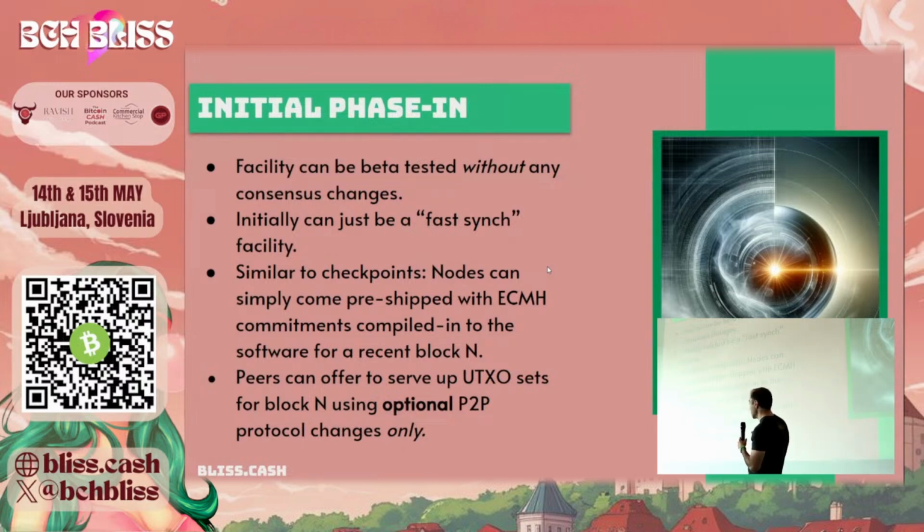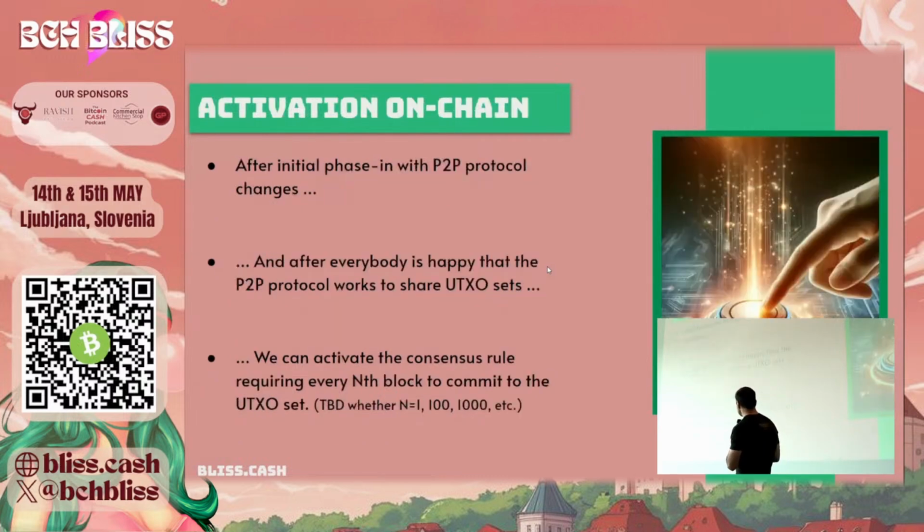If you get that in place, and nodes are sharing UTXO sets, the ones that care about fast sync, not every node is going to care about fast sync, but for the ones that care about fast sync, you can do that. That's just phasing it in. It's just a peer-to-peer protocol change. You opt in, it doesn't bother anybody. And then you could decide, okay, we like the peer-to-peer protocol change. It's working well.